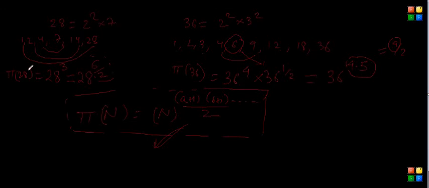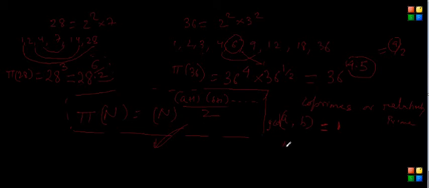Now let me talk about another kind of numbers called coprimes or relatively primes. Both are the same. Two numbers a and b are said to be coprimes if their GCD, or greatest common divisor, is equal to 1. In other words, if two natural numbers a and b are relatively prime, then their GCD is 1.